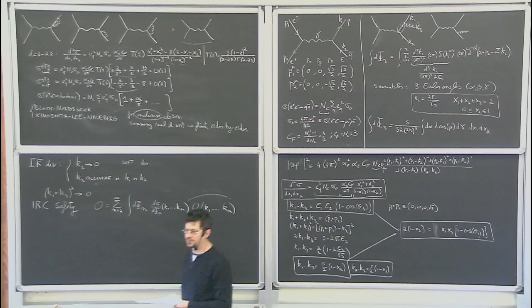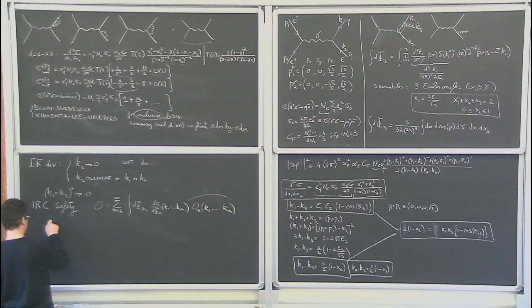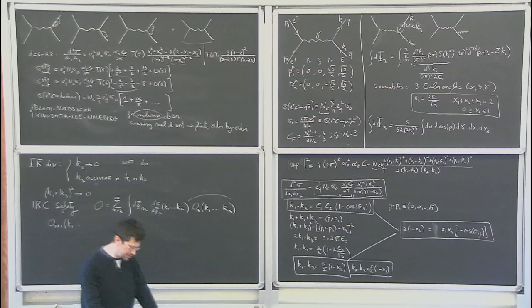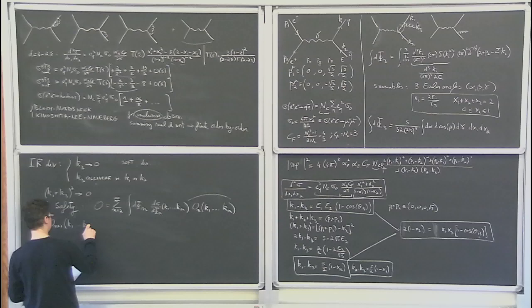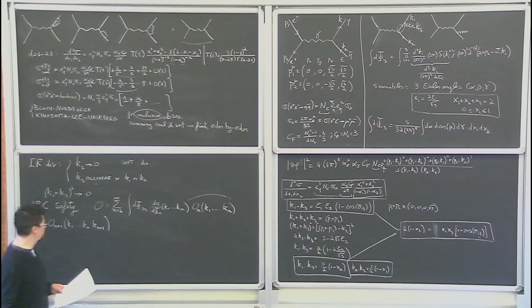And so this means, in other words, that if I emit a soft gluon, remember that these happen either if I emit a soft gluon or if I emit a collinear gluon. Exactly. So imagine now I have a soft gluon, so it means that I'm adding a soft gluon. So I have Rn plus 1, K1, and I think Kn plus 1 should work. So imagine Kn plus 1 goes to 0. So Kn plus 1 becomes soft.